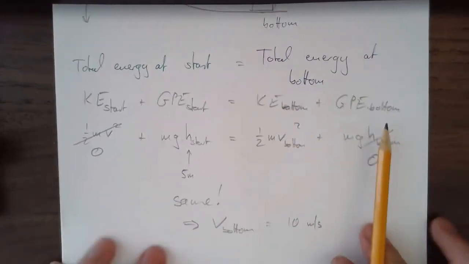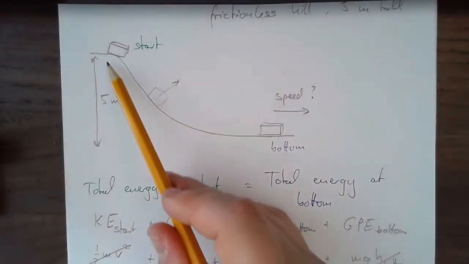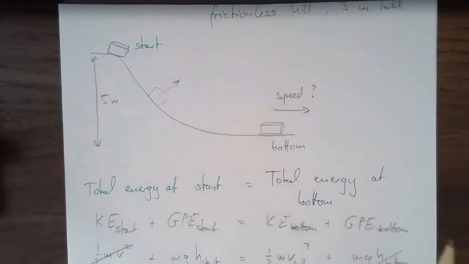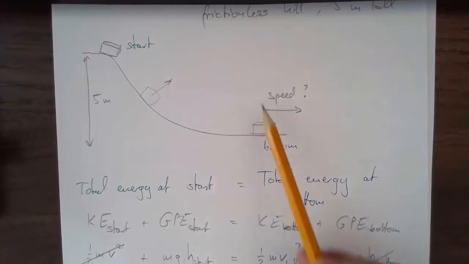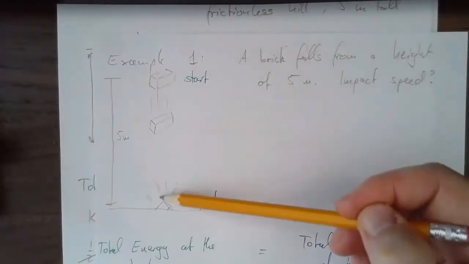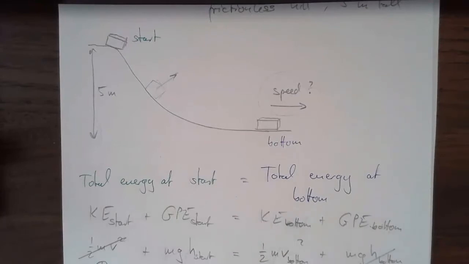So it's an interesting insight, right? No matter what the shape of the hill, note we didn't know the shape of the hill, we didn't know the degrees, like how steep is it, it might even be on a curve like I've drawn it, it doesn't matter. The speed at the bottom is exactly the same speed as if the object had just fallen straight down. And that's not necessarily something you would expect.